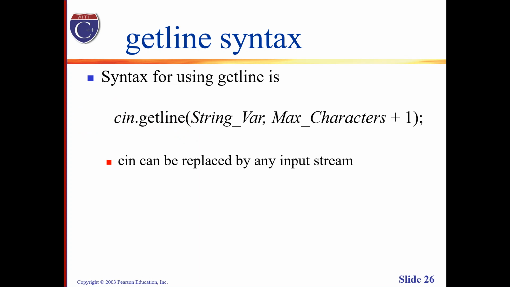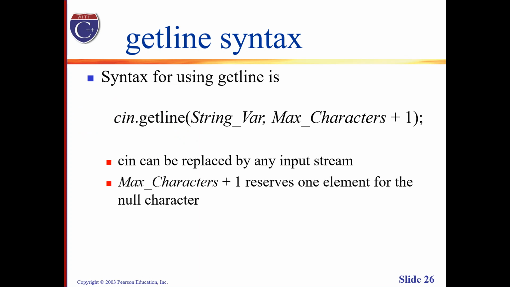We must take note that cin can be replaced by any input stream, just like what we've seen in the previous examples. And of course, to make sure that a space is reserved for the null character, we always add 1 to the maximum capacity of our declared string variable.